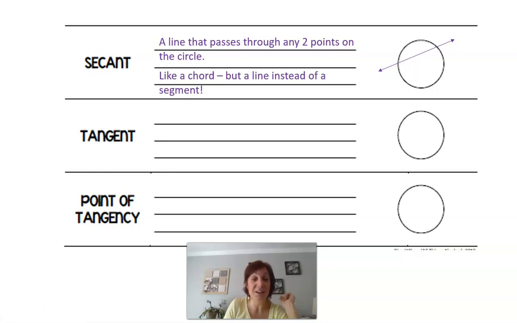So notation, notation, notation, right? If I have points, if this is point A and this is point B, if I write AB like that, that's a chord. If I write AB like this with the arrows, that's a line, that would be considered a secant.